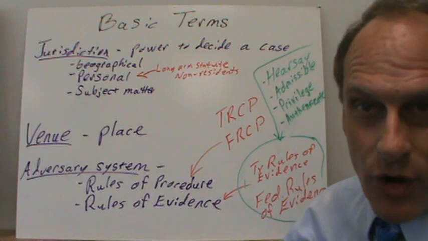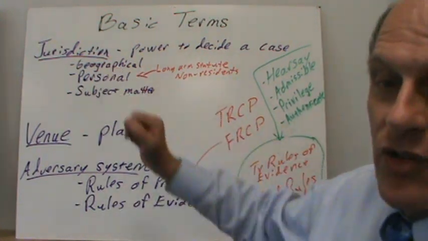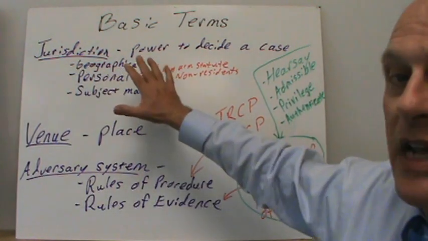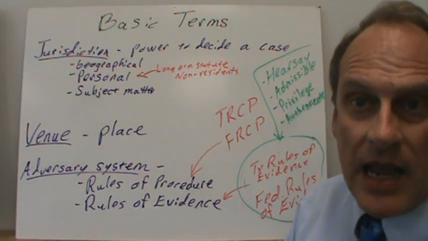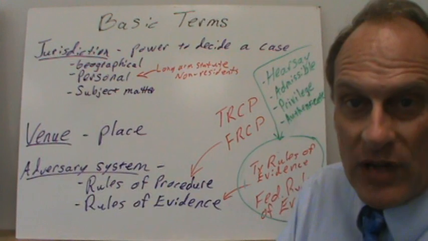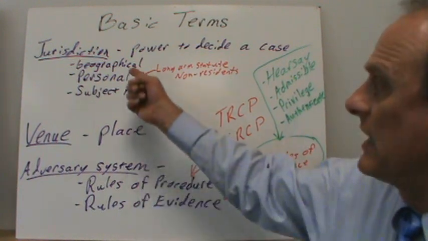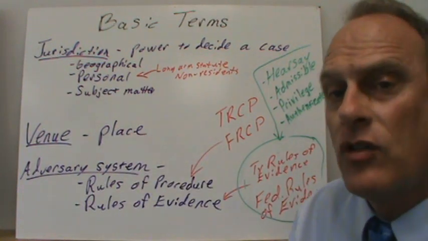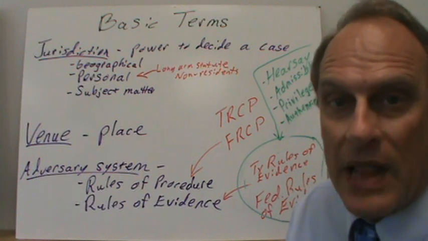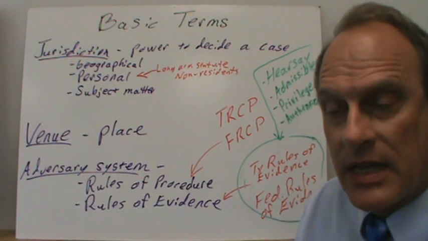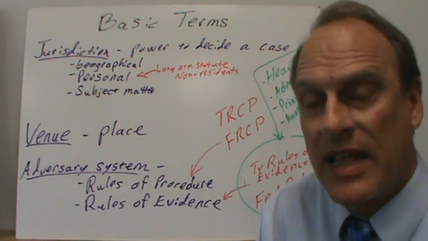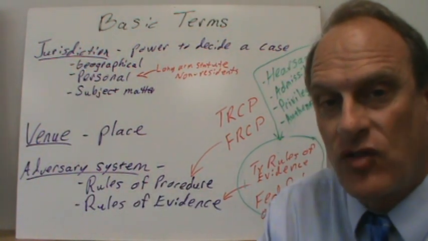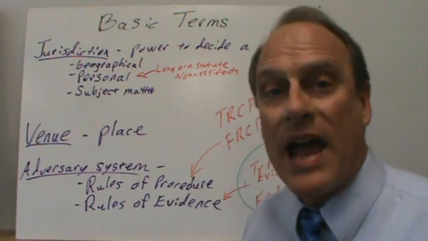Let's look at some basic terms. Jurisdiction. Jurisdiction is the power of a court to decide a case. And jurisdiction is broken down into several different aspects. The first of these is the geographical aspect of jurisdiction, that a court would only have power over things that happen within its geographical area.